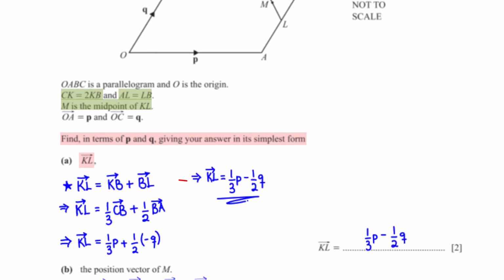So KL equals KB plus BL. We can rewrite KB as 1/3 CB, and we can rewrite BL as half BA. So CB equals P and BA equals -Q. When we simplify this, we get KL equals 1/3 P minus half Q.